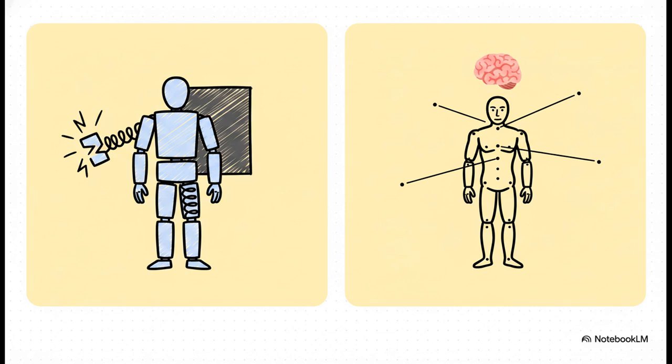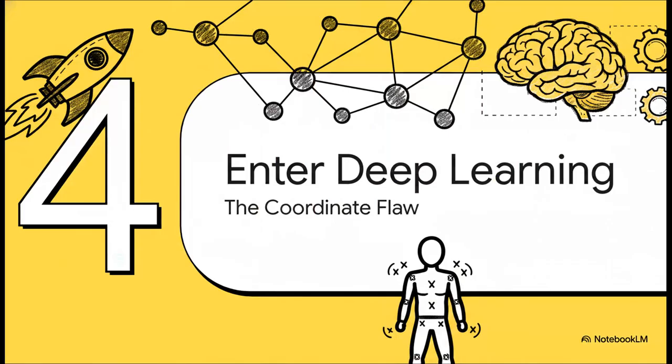If someone's arm was hidden by a jacket, a situation engineers call an occlusion, that virtual spring would snap to a completely wrong guess. This limitation pushed us straight into the early deep learning era, where models like DeepPose abandoned those handcrafted filters, used convolutional neural networks, and just tried to directly regress, or guess, the exact X and Y coordinates. Which brings us to Section 4, Enter Deep Learning and the Coordinate Flaw.